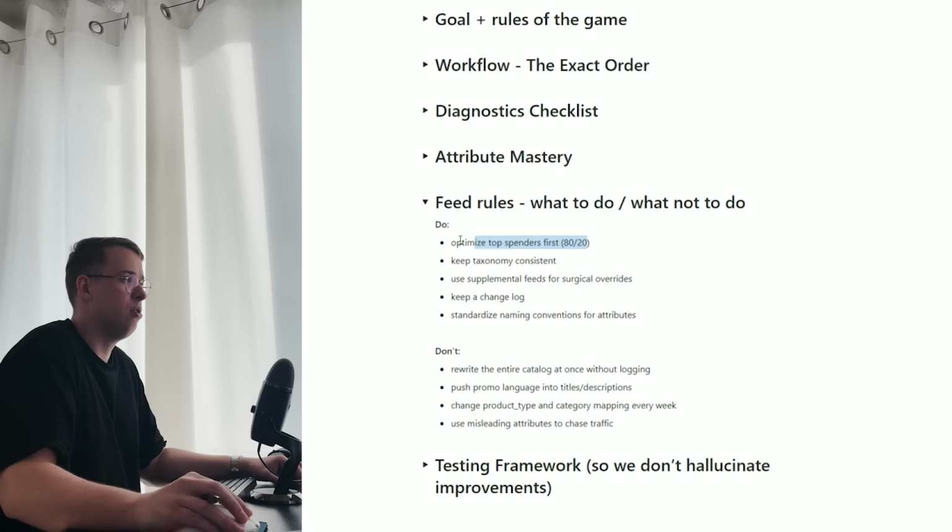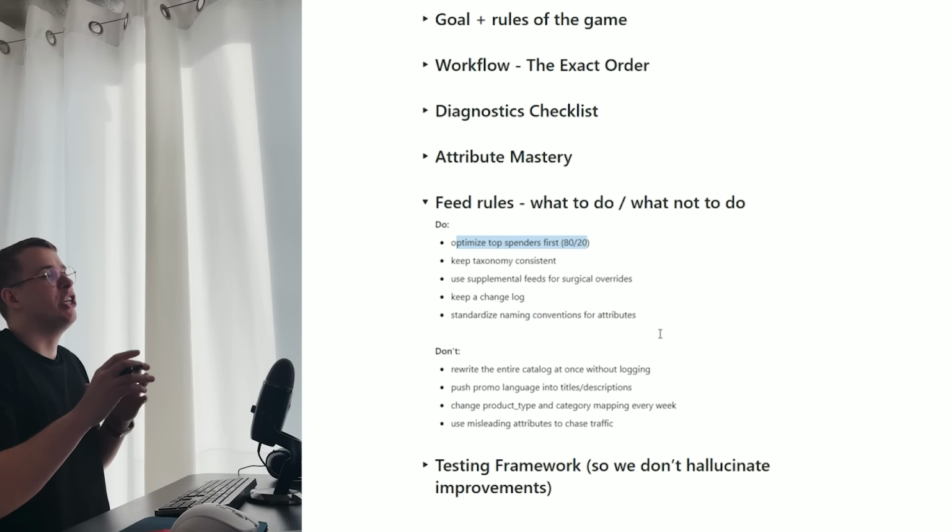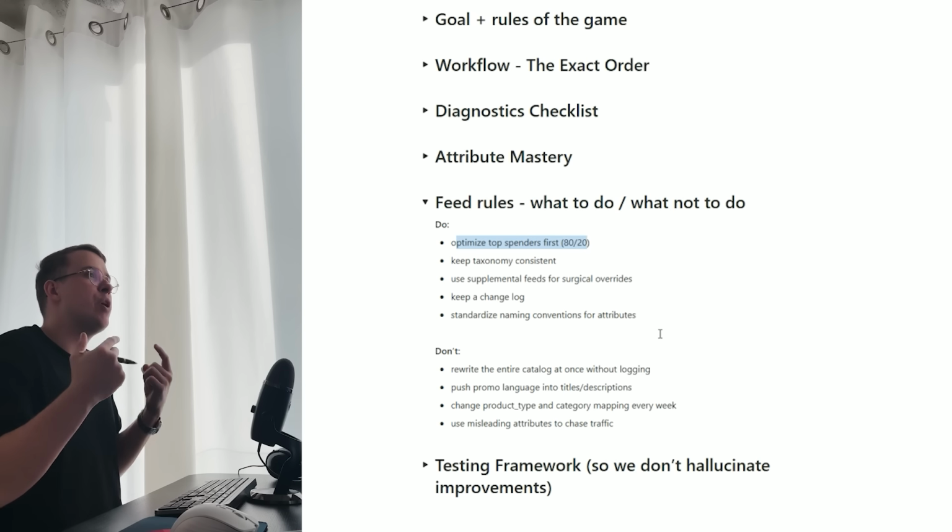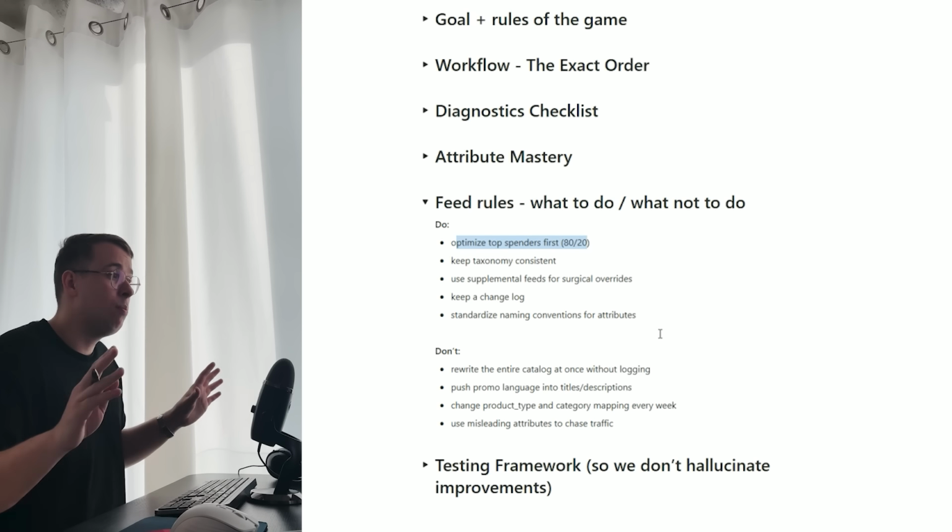Don't push promo language. It leads to disapprovals. Don't change product type and category mapping every week. But generally speaking, don't make too many changes, right? That's again where you think, oh, you're doing something, you're optimizing it, then you make so many little changes that it actually never can get out of the learning phase, right? So that's super important as well.